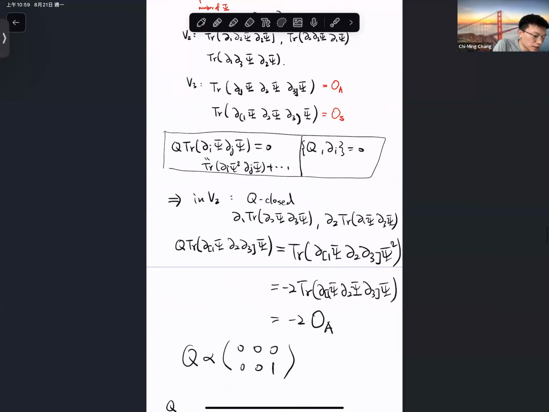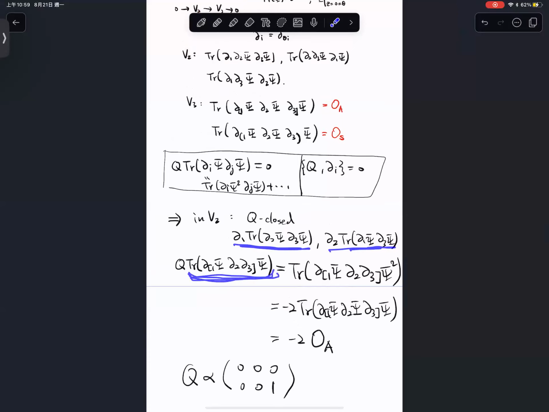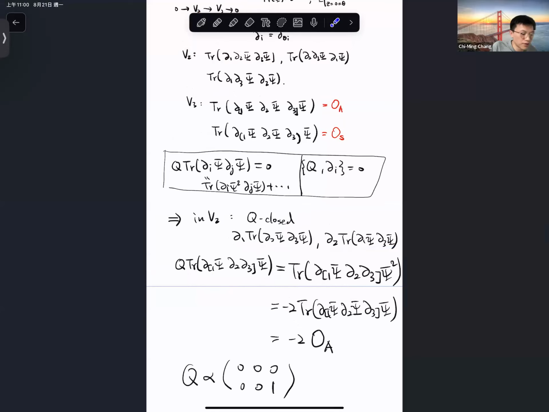Oh, OS. That is because now V2 is three-dimensional, spanned by these three vectors, and now I can change the basis such that V2 is spanned by this one, that one, and they are Q closed, and also this guy. This guy is not Q closed, and this guy mapped to V3 becomes a Q exact guy. So nothing maps to OS. In other words, OS will be a representative of the Q cohomology. So the representatives are OS in V3 and also these two Q closed guys in V2.